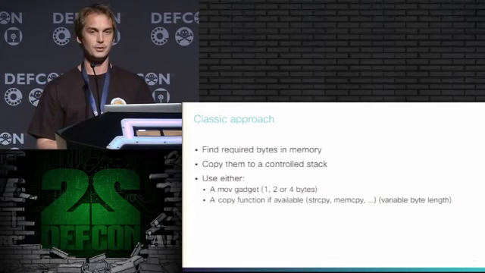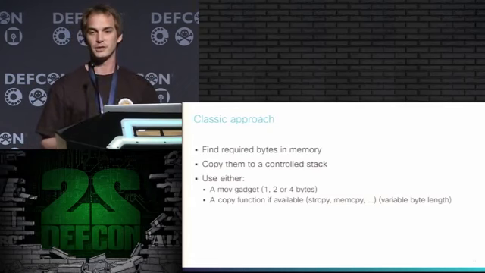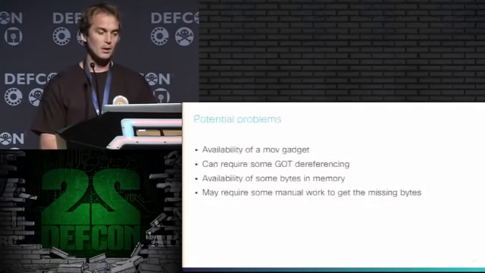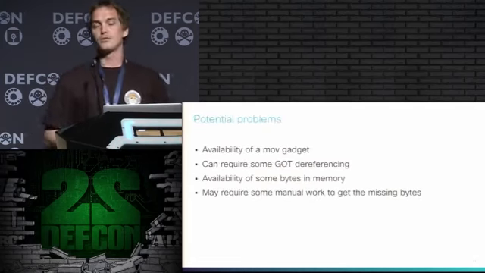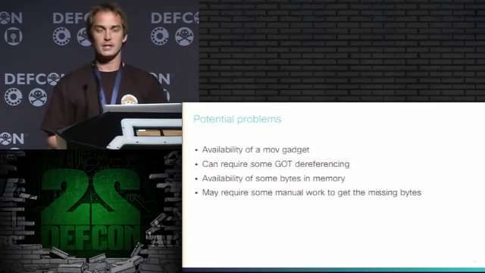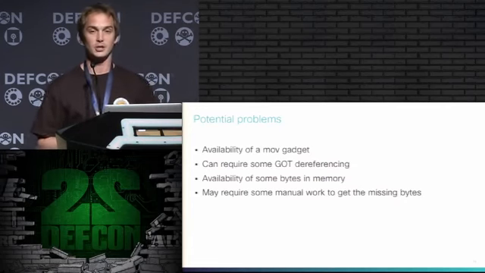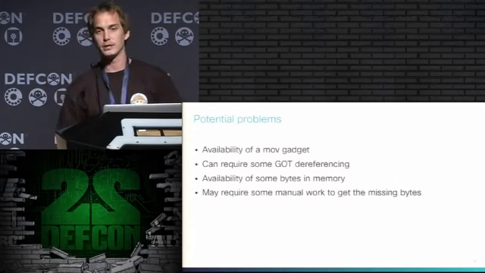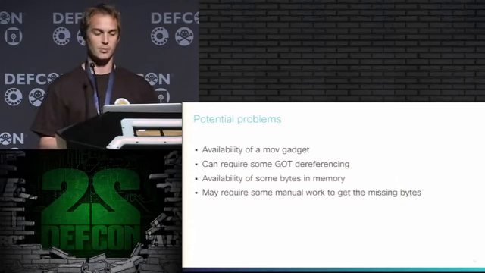To achieve that, you're going to look for some particular gadgets, which is a move gadget. So you're going to try and move something from a register you control to a zone in memory you control. Or you can use a bunch of functions if they are exported by the target binary, which is not always the case. So you've got a bunch of potential problems in this. You're counting basically on the availability of a move gadget. In the real world, you've generally got it. So in big programs, it's not a problem.